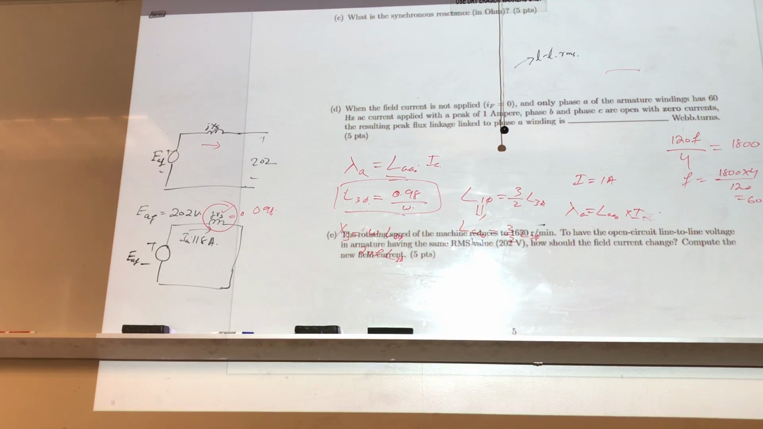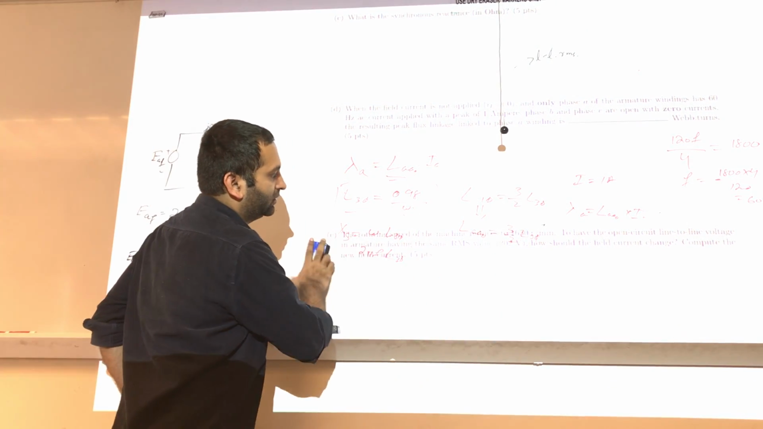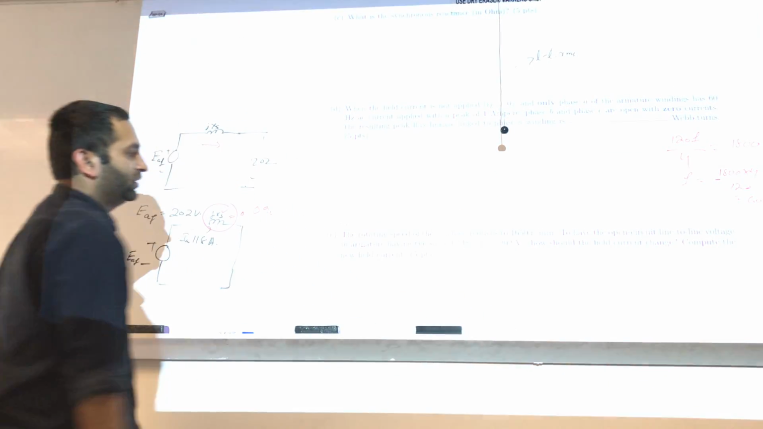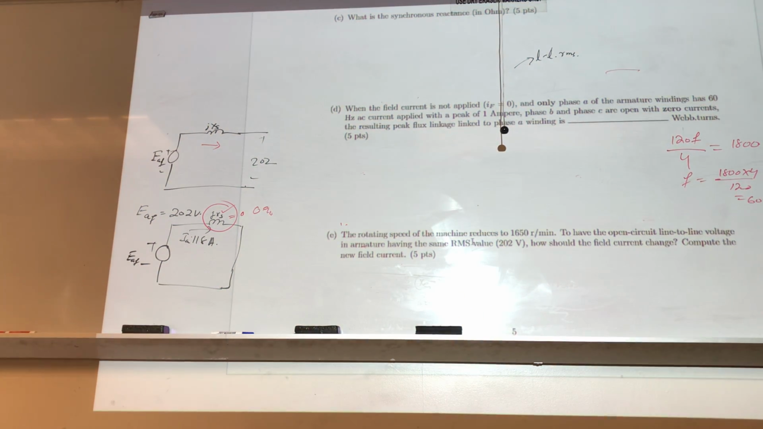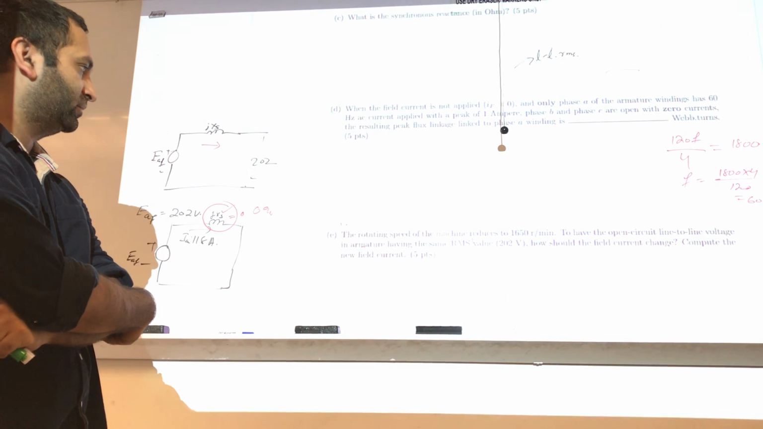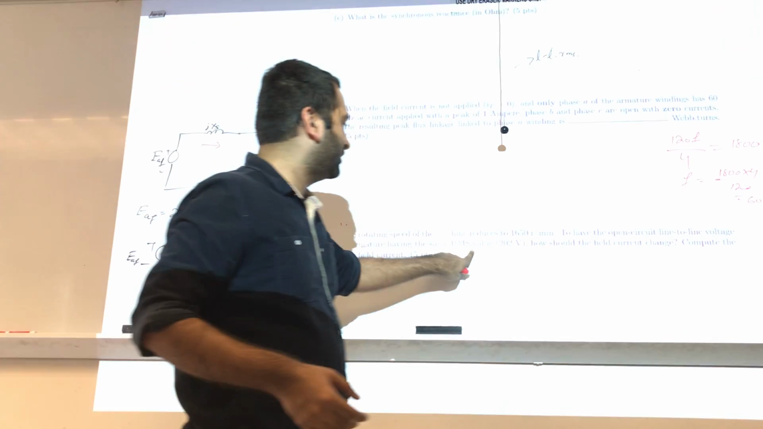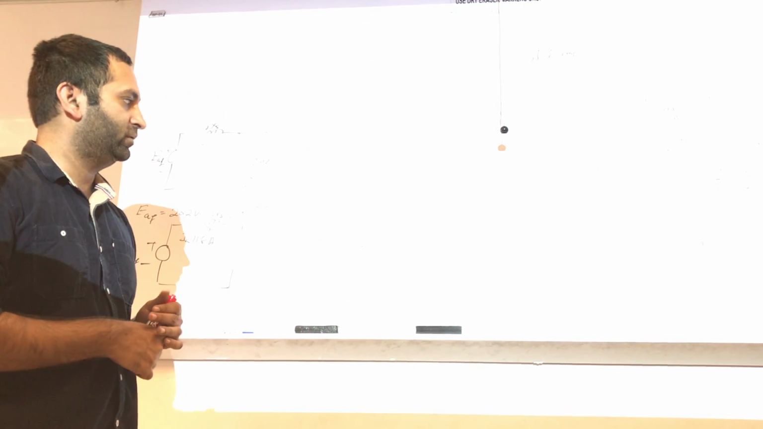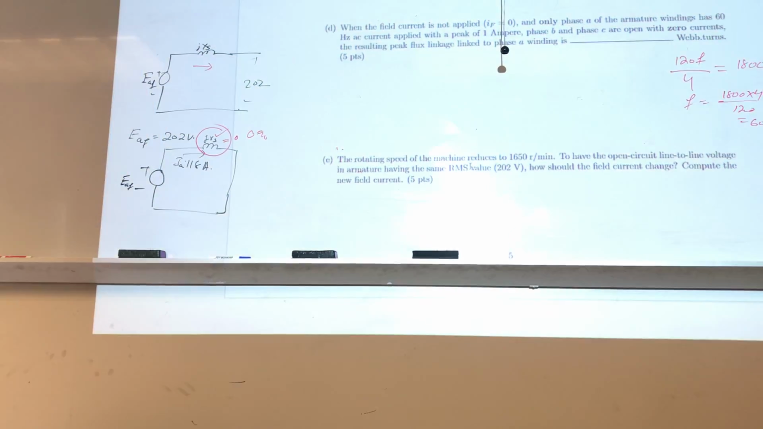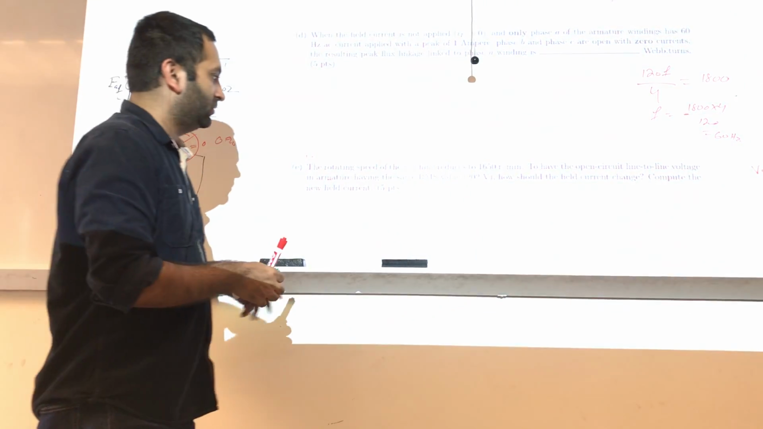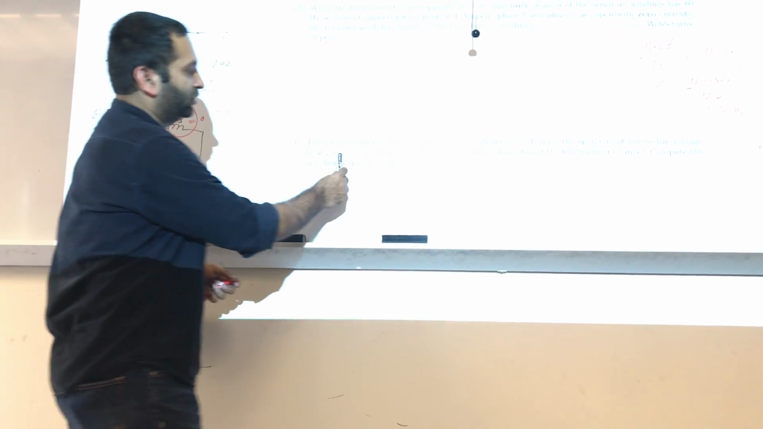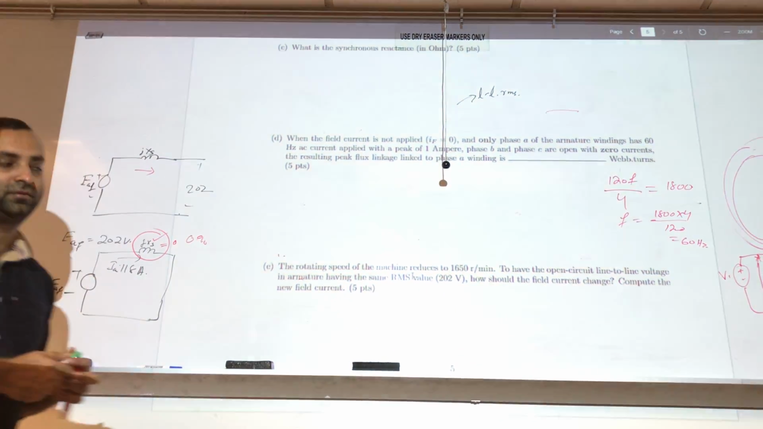It says the rotating speed of the machine. The rotating speed of the machine is 1650 RPM. To have the open circuit line voltage same as the RMS voltage, which is 202 volts, how should the field current change compared to the new field current? Okay, this is the voltage given, and this is the rotating speed of the machine, which is reduced.